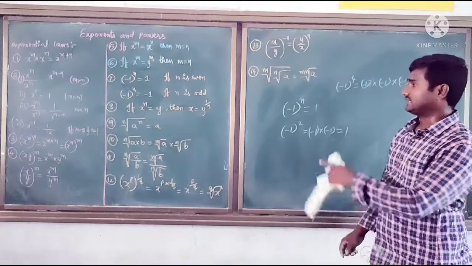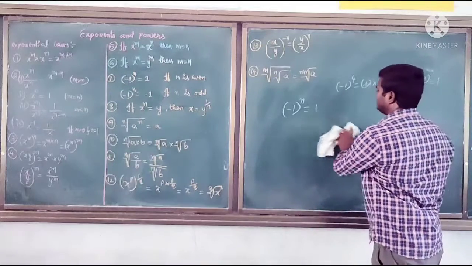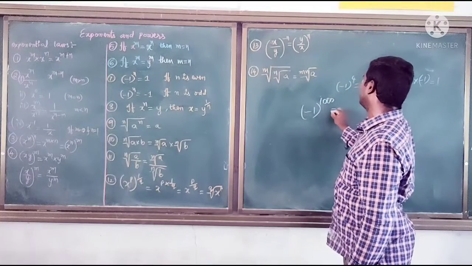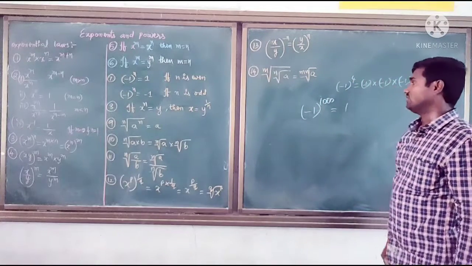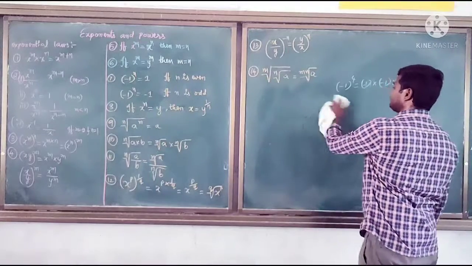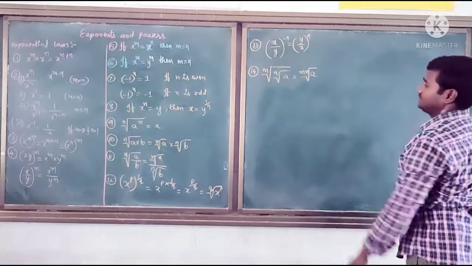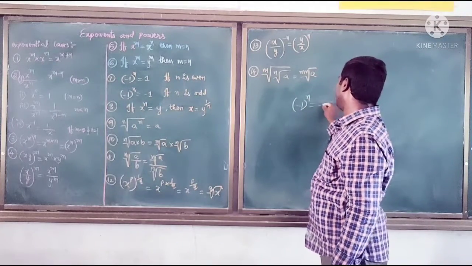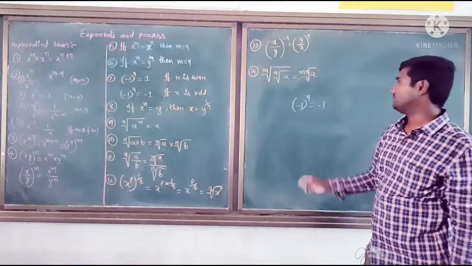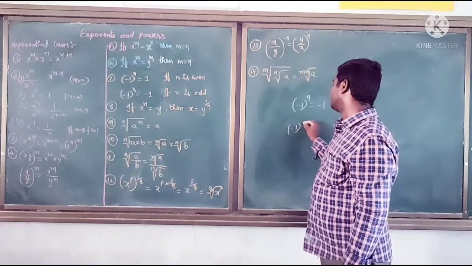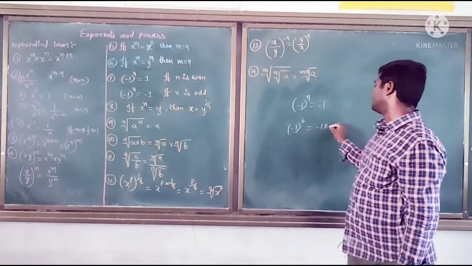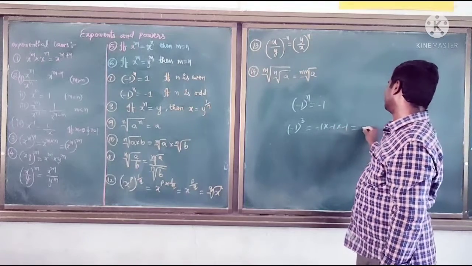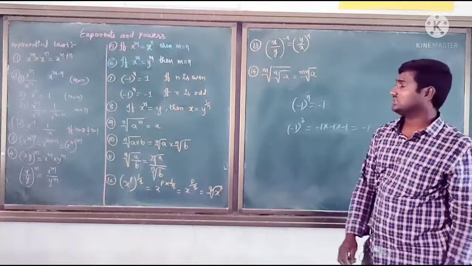If you take any big number also, minus 1 power 1000, is it an even number or an odd number? Even number. So this value is equal to 1 itself. Next, second case: minus 1 whole power n equal to minus 1 when n is odd. If we take n as an odd number, minus 1 whole power 3, we can write this as minus 1 into minus 1 into minus 1. Minus into minus, plus, plus into minus, minus. 1 into 1 into 1, minus 1 only we will get.